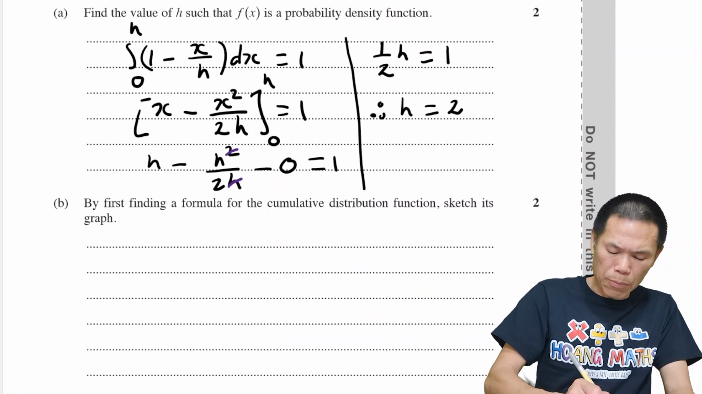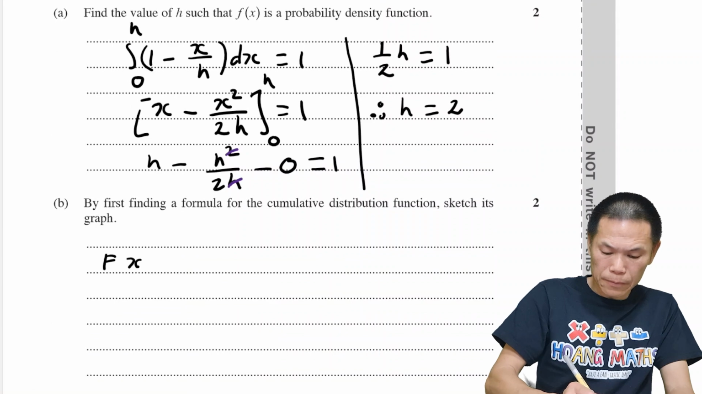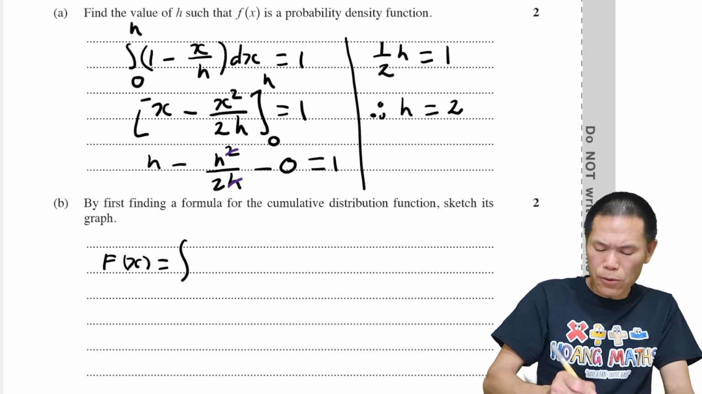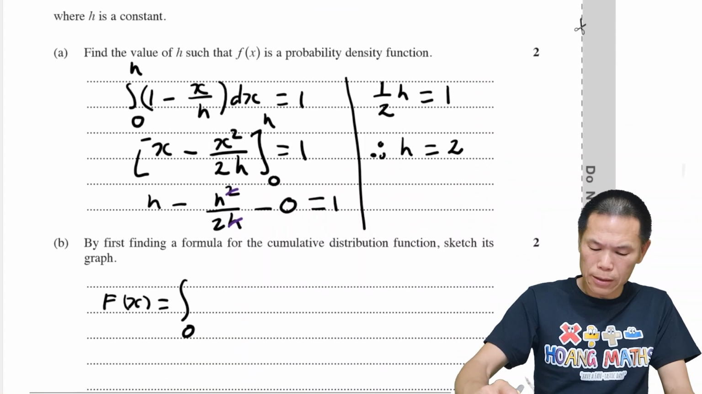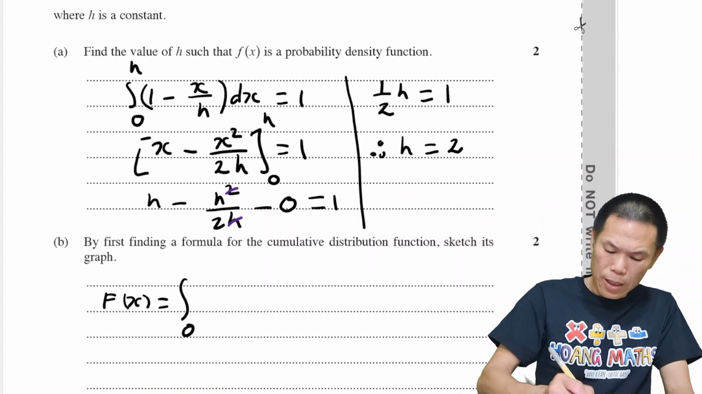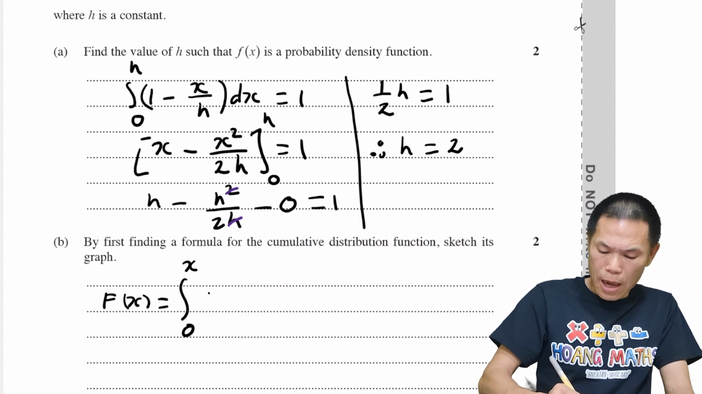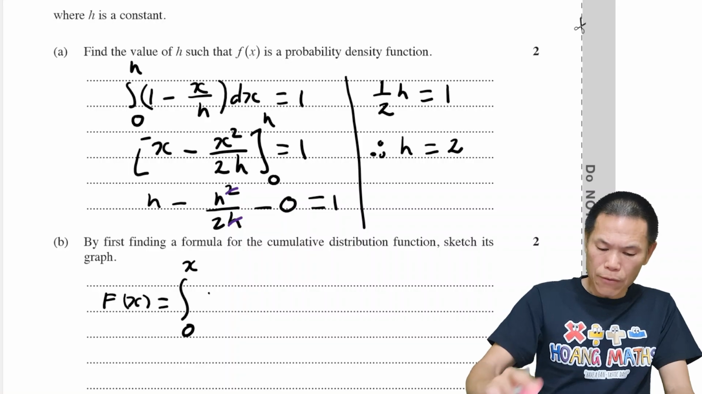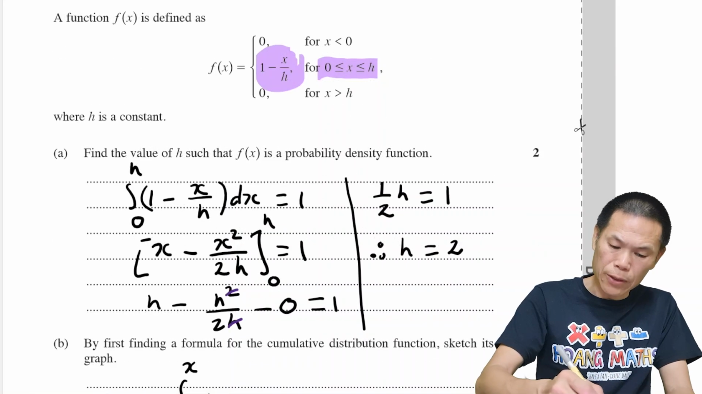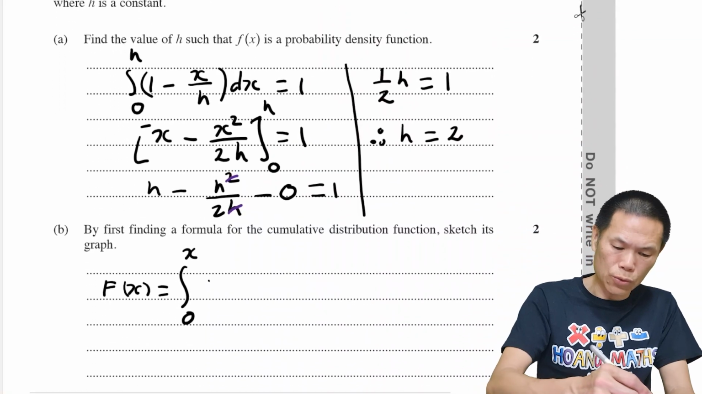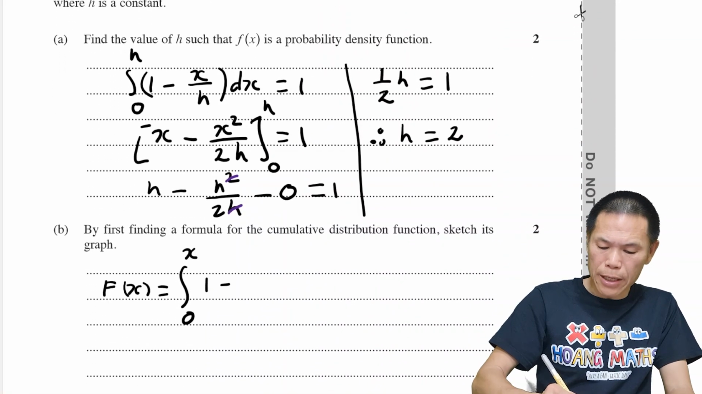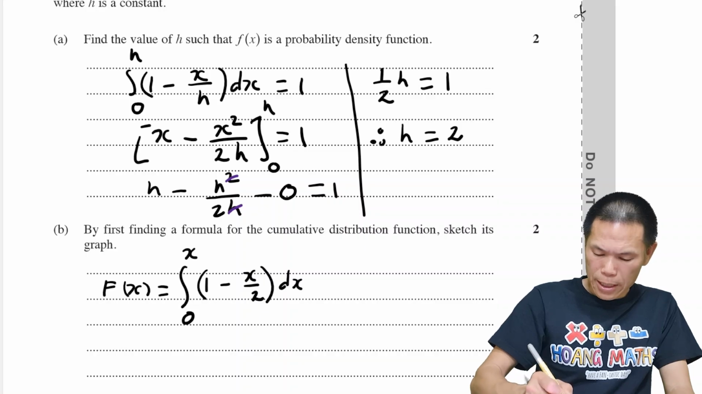So we know that capital F of x is the integral from a to x, because a is 0, so to x, f of x dx. So f of x is this value here, where h is 2. So 1 minus x over 2, 1 minus x over 2 dx.